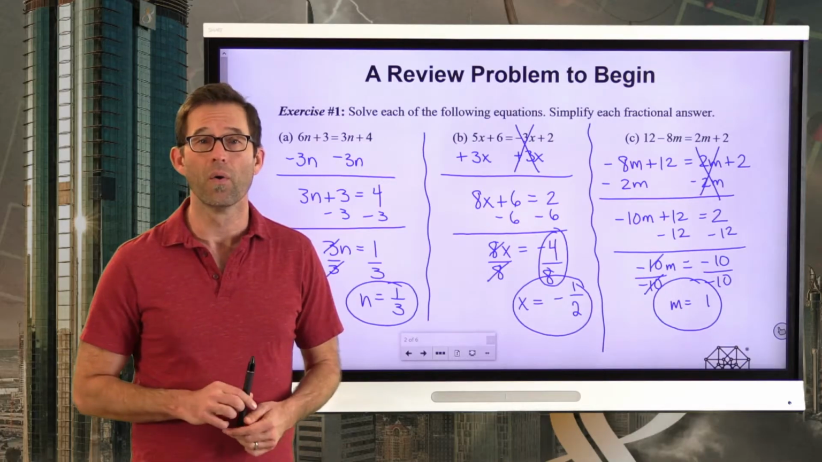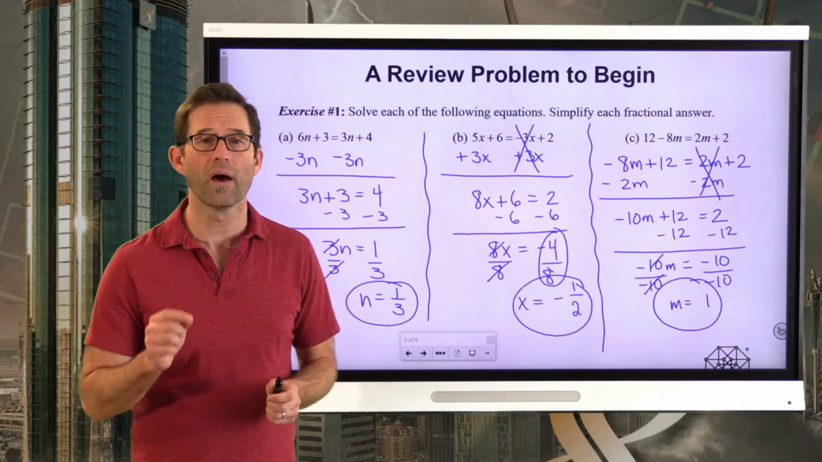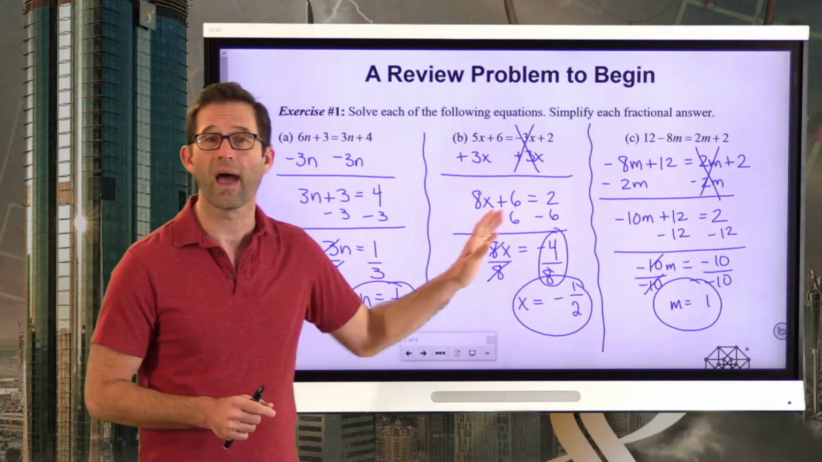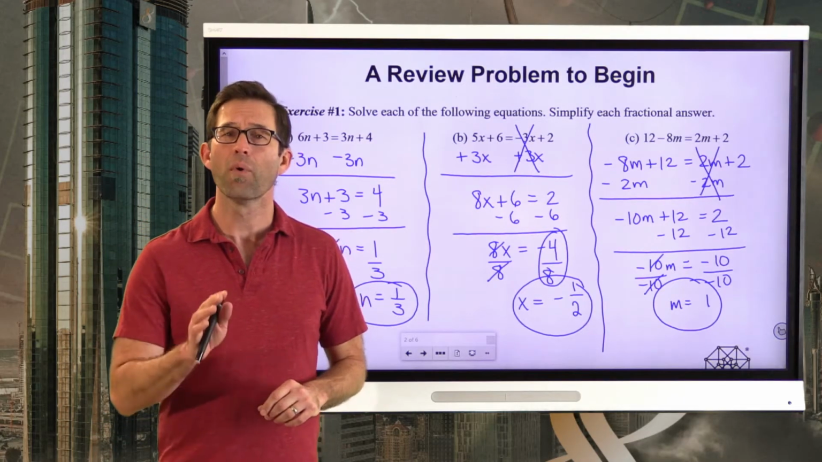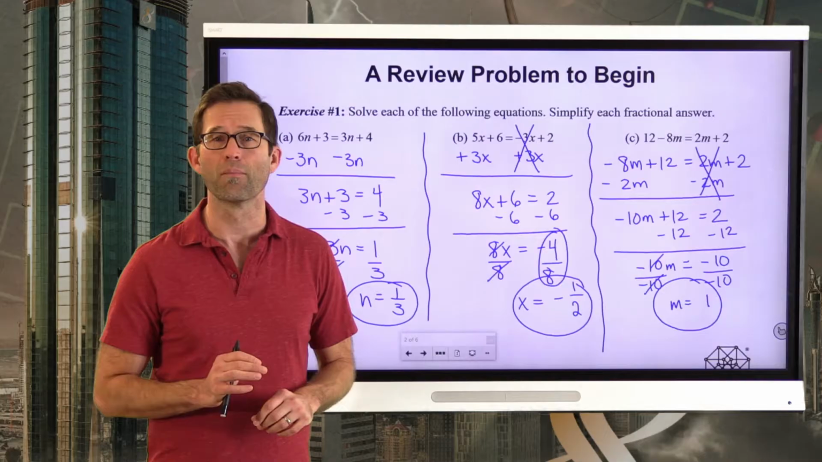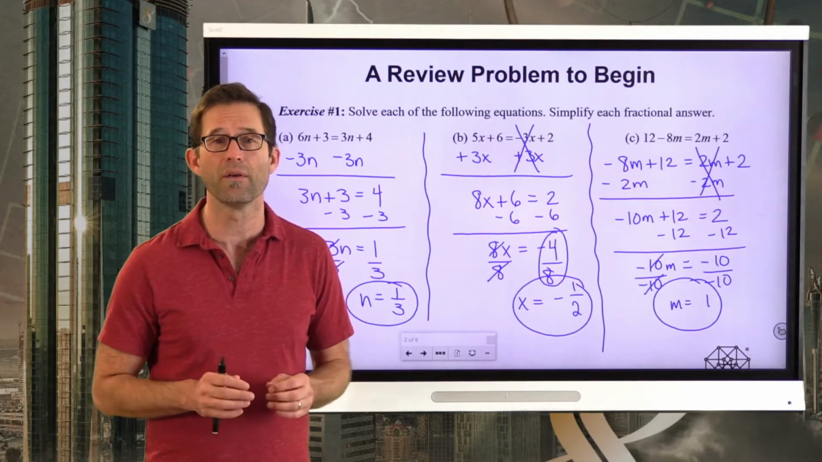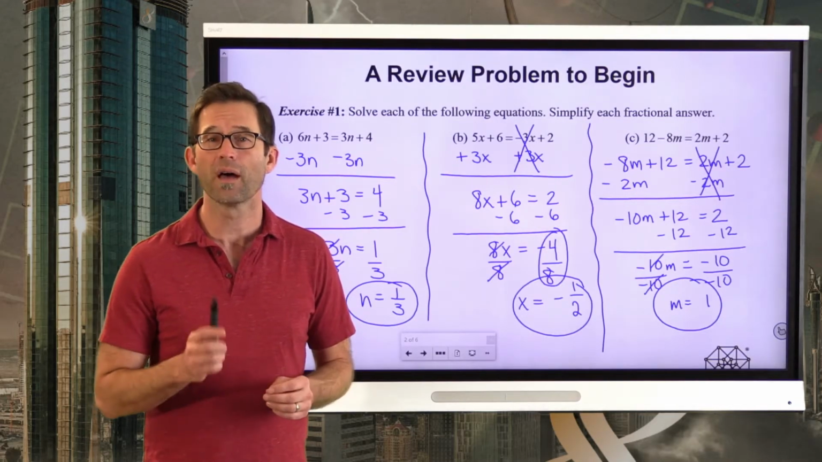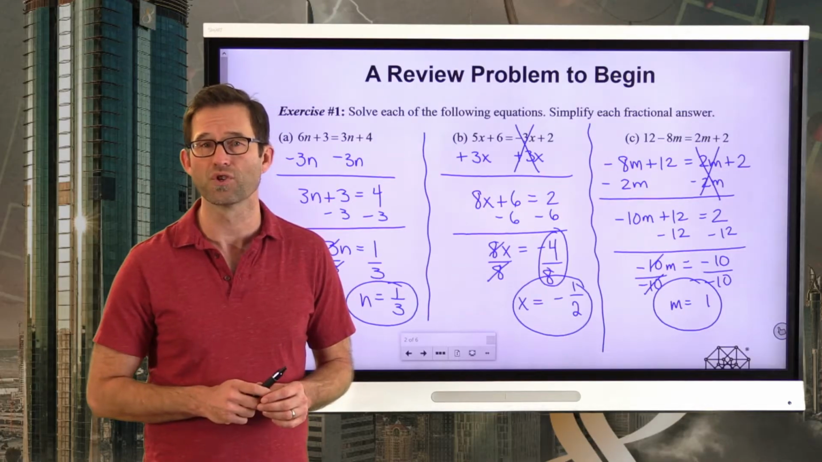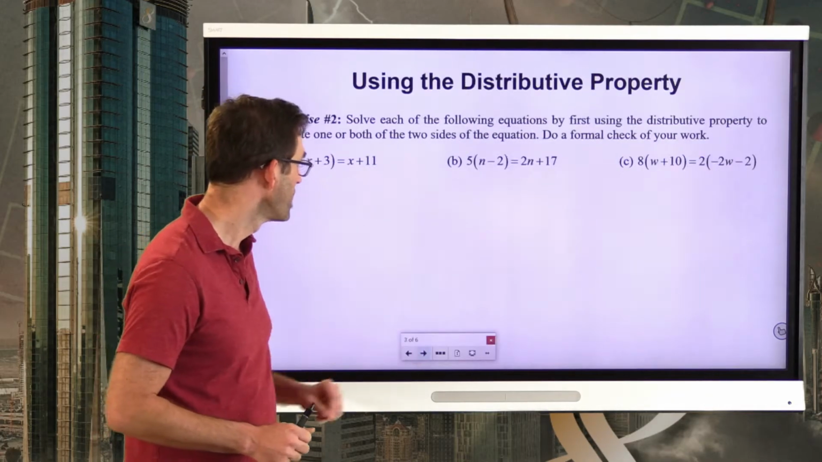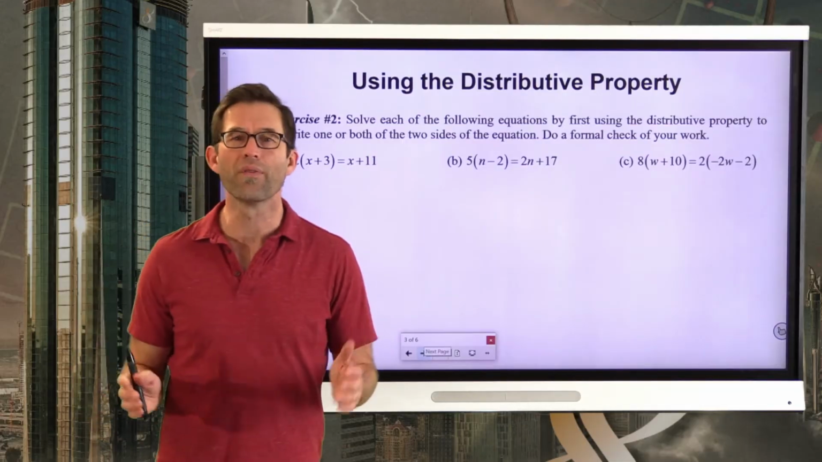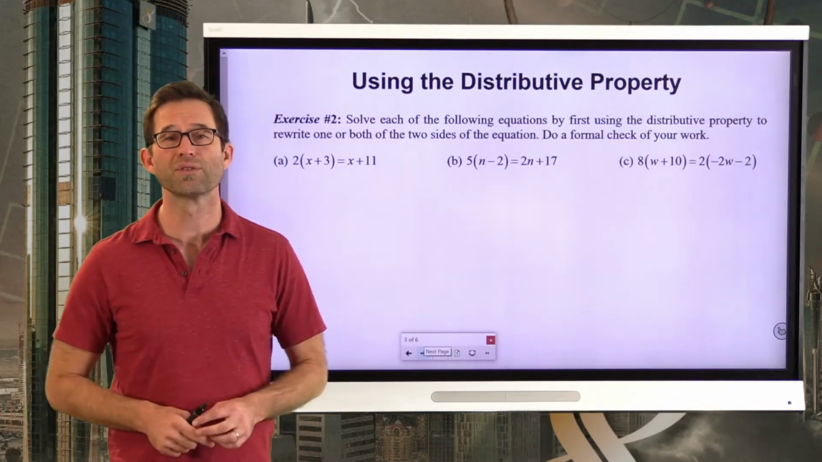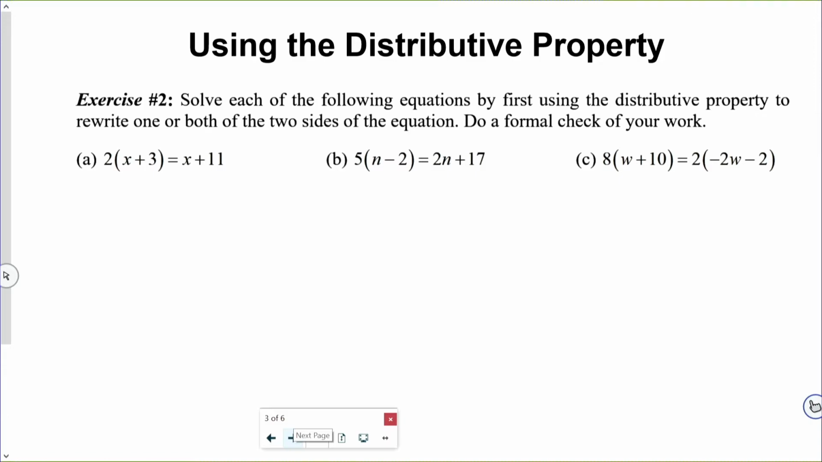Let's keep moving on though and start to do some problems where we have to not just use properties of equality like adding and subtracting from both sides, but where we also use the properties of real numbers, like the associative, the distributive, and the commutative properties, to help us simplify sides of an equation. Let's get into that. To begin with, the distributive property, exercise number 2. Solve each of the following equations by first using the distributive property to rewrite one or both of the sides of the equation.